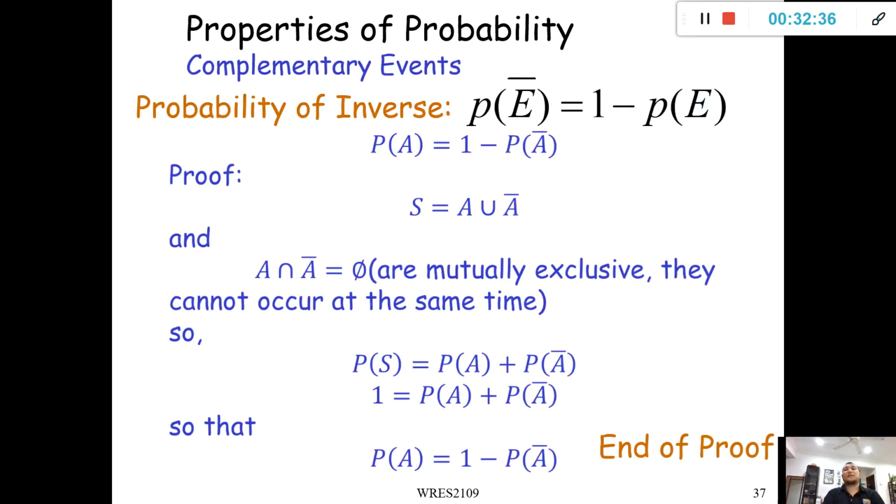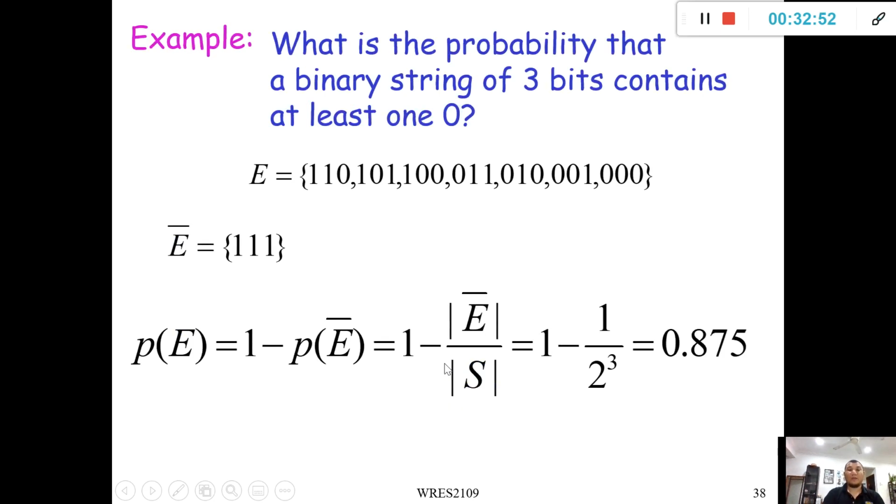So, probability of complementary events. The probability of the complement of E is one minus the probability of E. This is just a proof, pretty much straightforward. Okay, let's go to the example.